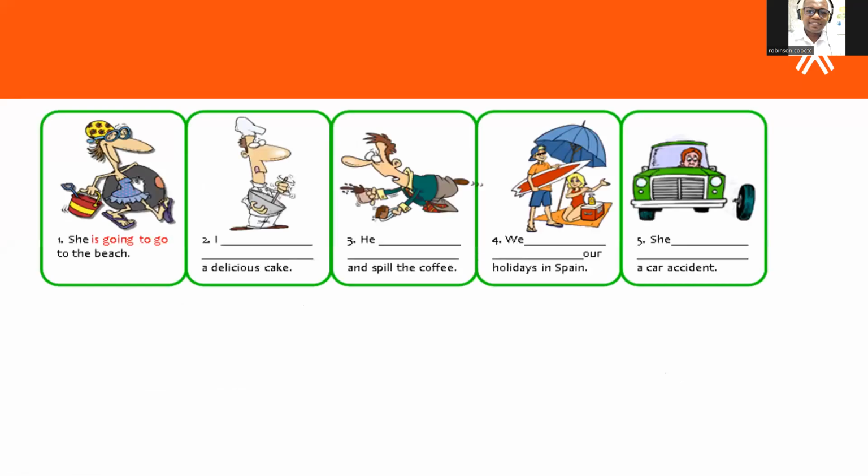Listo. Muy bien. Vamos entonces a movernos al segundo punto, which is this. This is more exercises. This is more exercise for you. She's going to go to the beach, ¿sí? Entonces miren, por ejemplo, ¿cuál es la intención? Que ella se va a ir a la playa. Miren la intención de esa imagen número dos. Dice, dos, soy yo, a delicious cake.